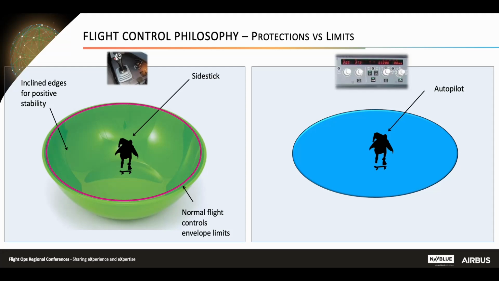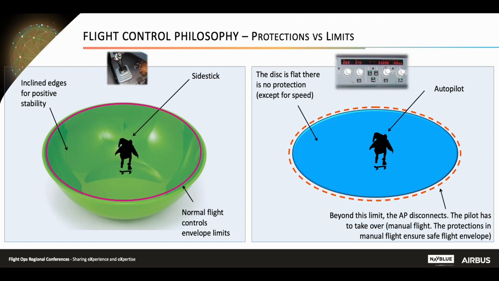On the right side, the skater represents the autopilot and the flat blue disc, the autopilot operating area. The disc is flat, and when reaching the limit, the red dotted circle, the autopilot will disconnect as per design. Beyond this limit, the pilot takes over manually and the safe envelope is ensured by the protections in manual flight. On Airbus A320, A330 and A340 families, the autopilot is not available when the protections are activated.